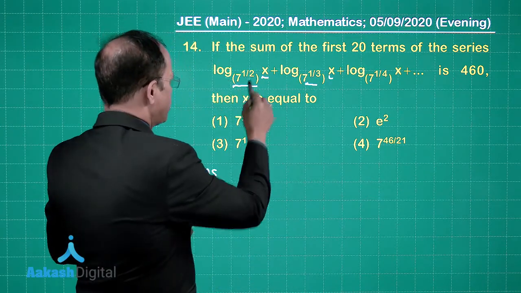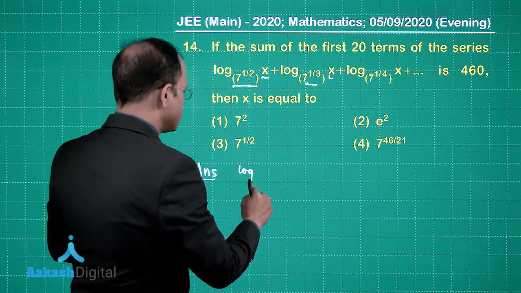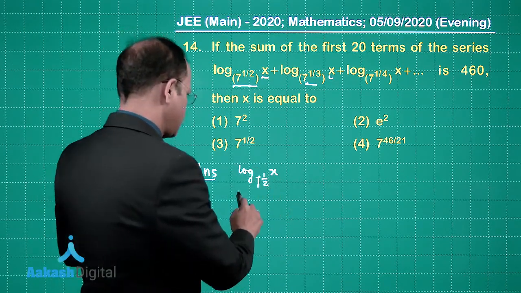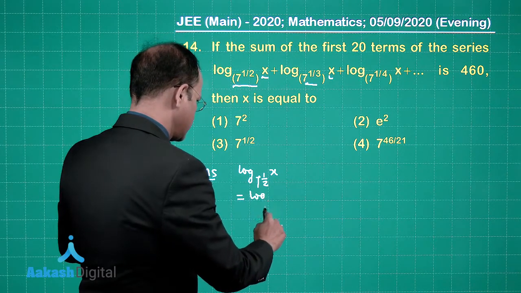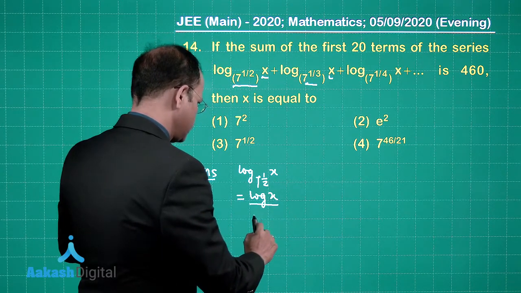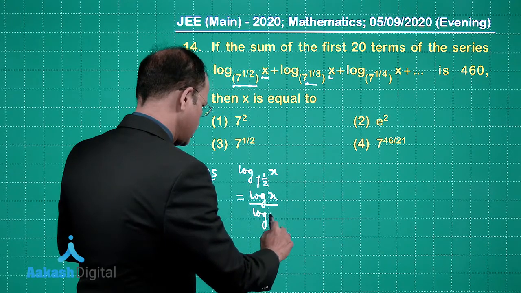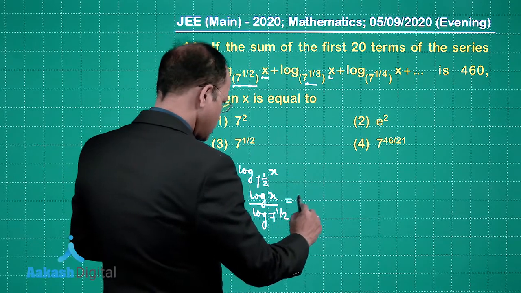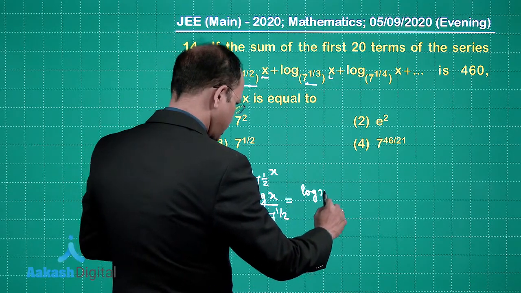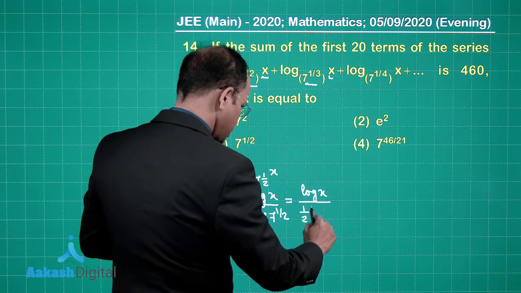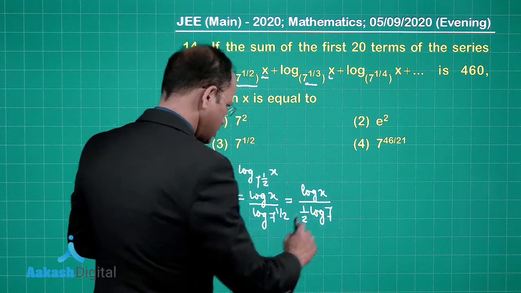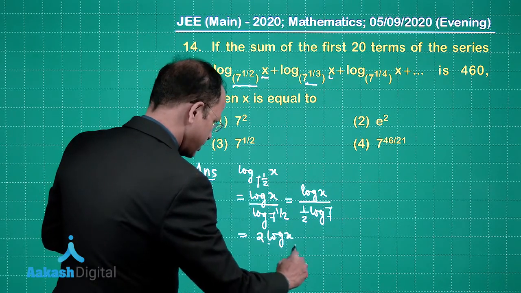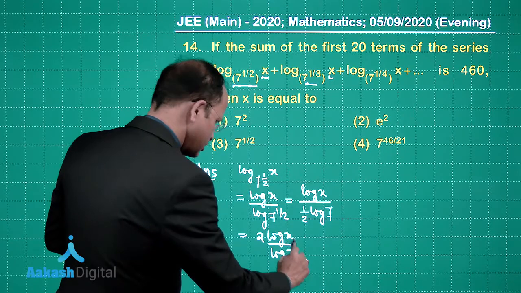So if I talk about this part, log of base 7 raised to the power half x, this is nothing but log x divided by log of 7 raised to the power half, or we can write it as log x divided by half log 7, or twice of log x divided by log 7. Can you see that? This is what we have.